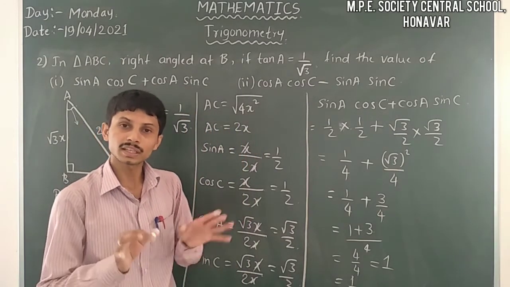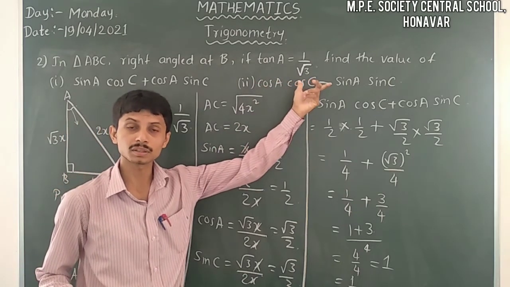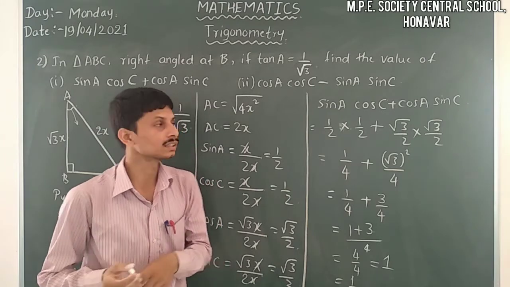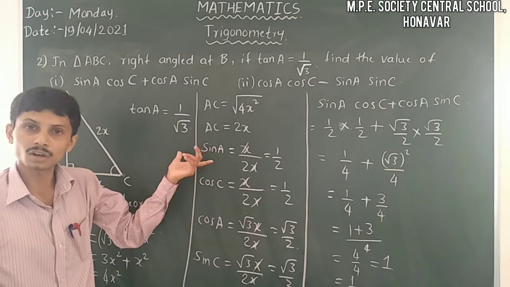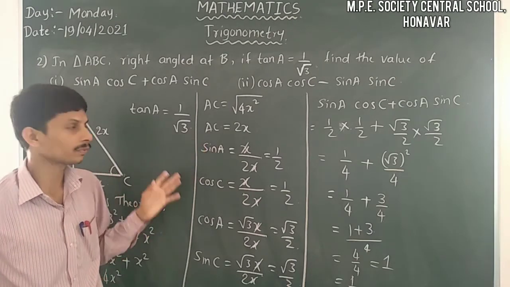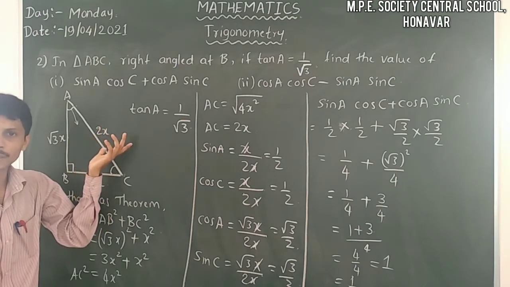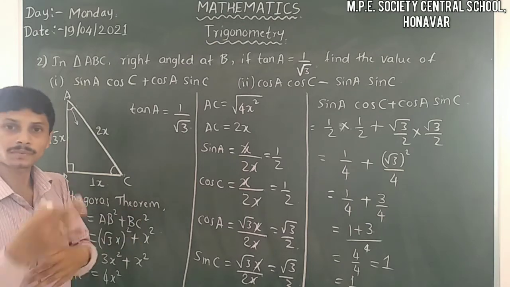Here, if any one of the ratios is given, you can find out the other trigonometric ratios which are needed. Using Pythagoras theorem, we have to find the side which we do not have. If we have the opposite side and adjacent, we can find the hypotenuse. If any two sides are given, we can find the other one.